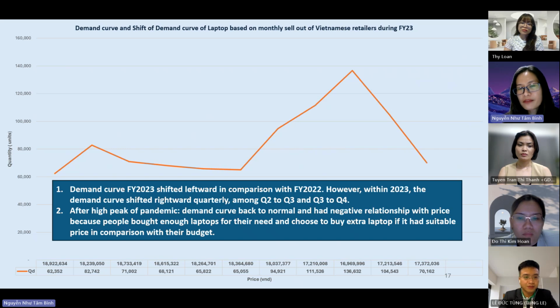After the high peak of the pandemic, the demand curve went back to normal and had a negative relationship with price, because people bought enough laptops for their needs during the pandemic, and now they only choose to buy an extra laptop if it has a suitable price in comparison with their budget.